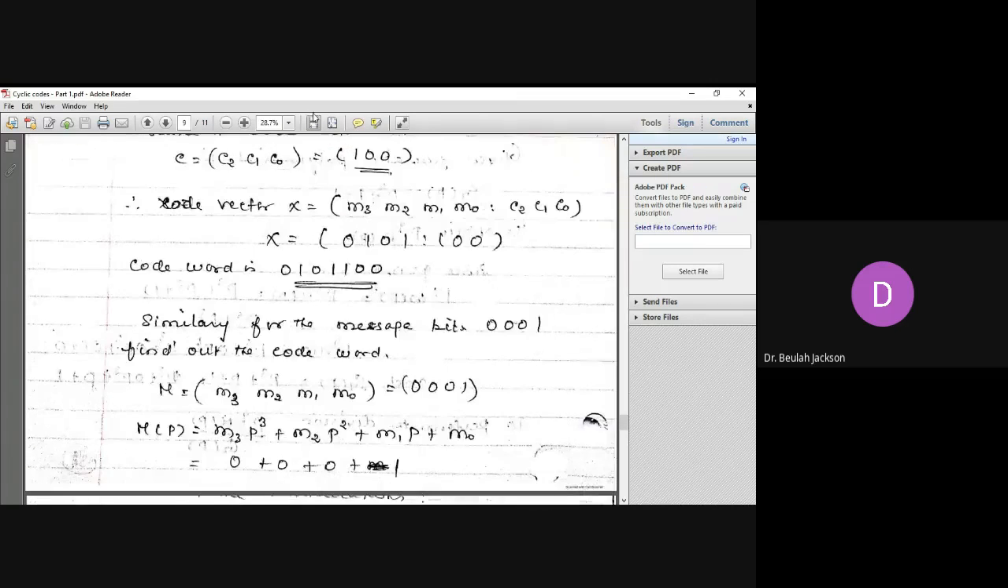Now the code vector x is equal to m3, m2, m1, m0, which is 0, 1, 0, 1, and the check bits are 1, 0, 0. So the code word is 0, 1, 0, 1, 1, 0, 0.